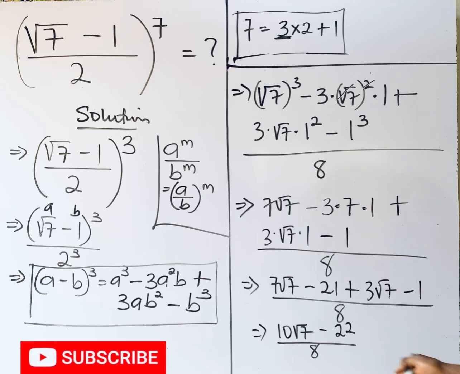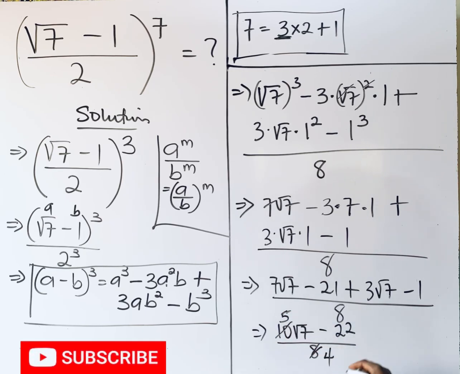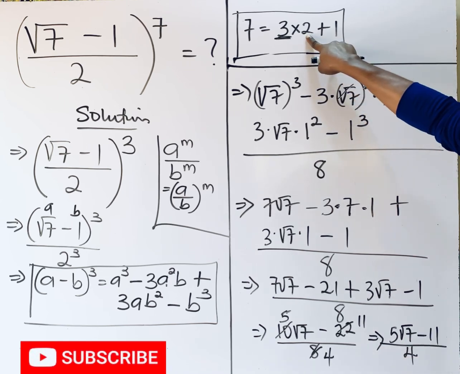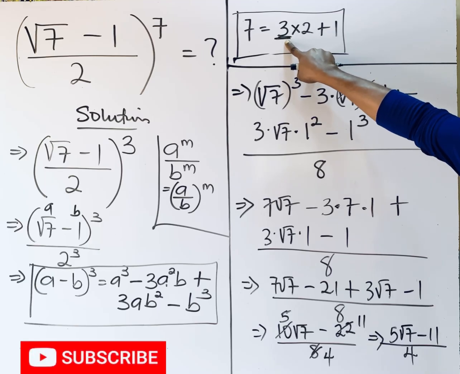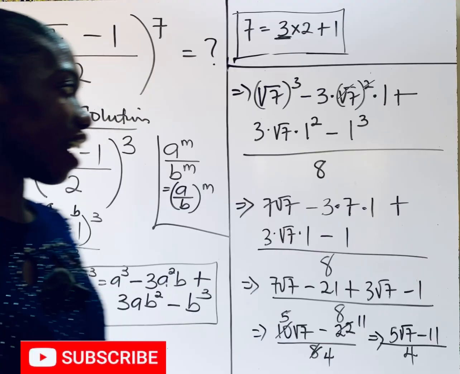Now you observe that 2 is common. 2 can divide 10, divide 22, and divide 8. So 2 goes into this 5 times, 2 goes into this 4 times, 2 goes into this 11 times. So this gives us (5 root 7 minus 11) all divided by 4. So we've been able to simplify this, okay? Now remember we made a statement here and we've been able to use 2. So we're going to come back for this and let's do that together.